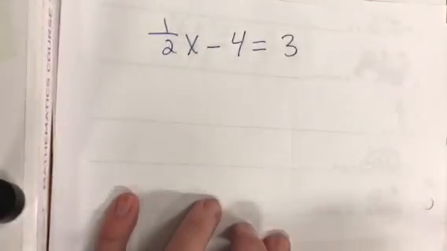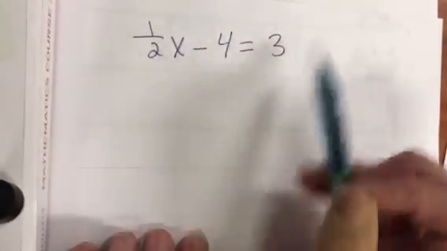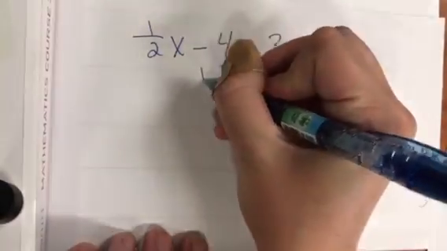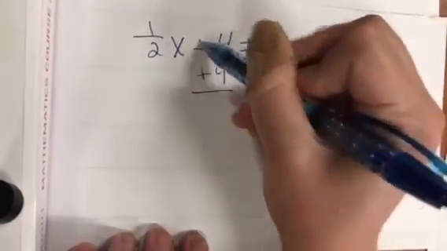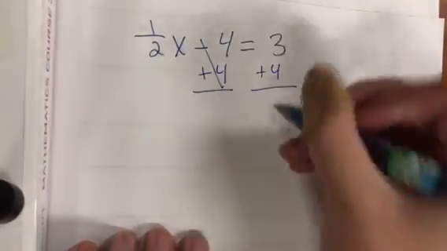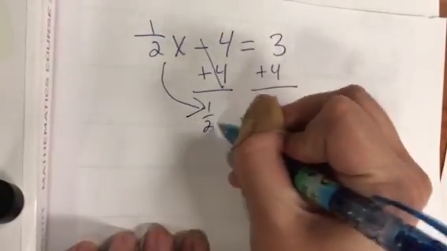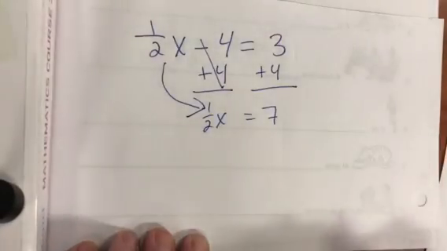Now we've got 1/2 x minus 4 equals 3. We have to, step 1, eliminate the constant. So I'm going to add 4. That cancels out. Add 4. 3 plus 4 is 7. 7 equals, bring down what's left, 1/2 x.